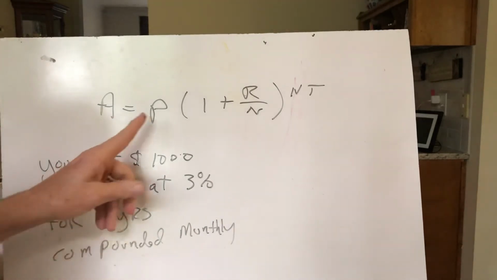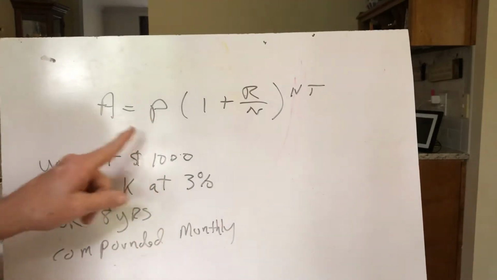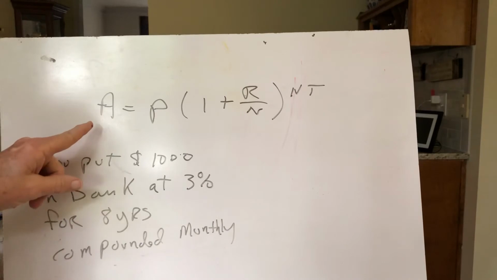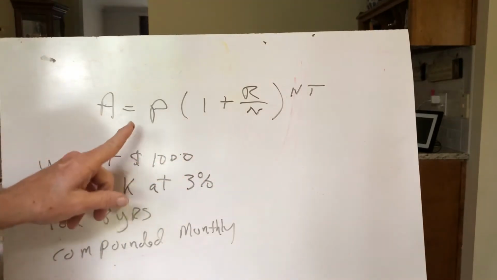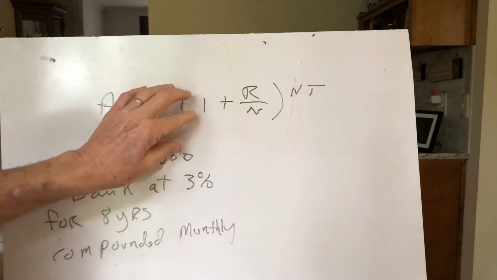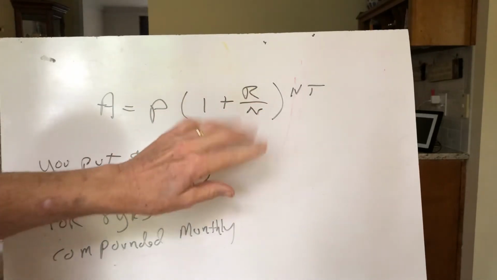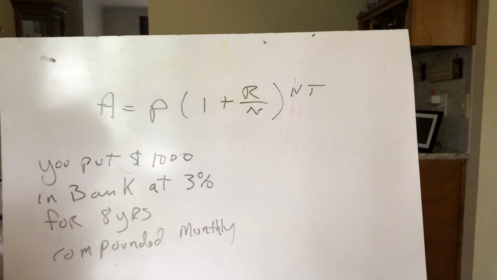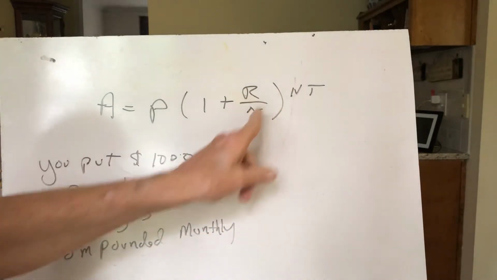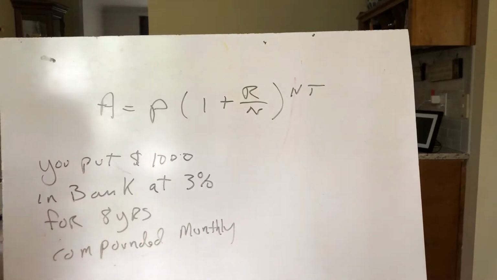All right, so that's what we start with. We're going to start with $1,000, but we don't know how much we're going to end with yet. 1, and there's a reason that 1's there, because when you multiply 1,000 times 1, that's your original money, and this is going to be the interest, but you don't have to worry about that. R stands for rate, and N is in here twice. And N stands for the number of times it's compounded.